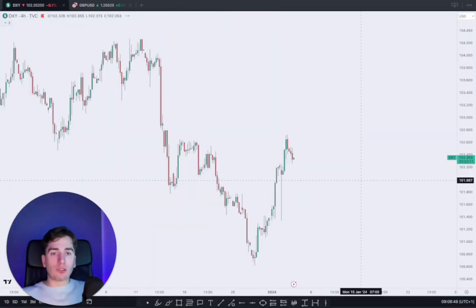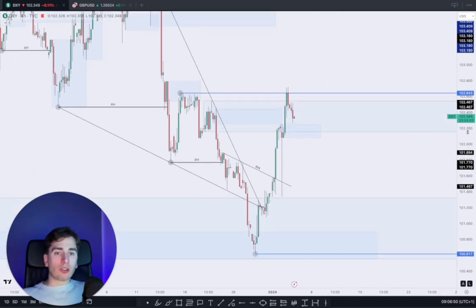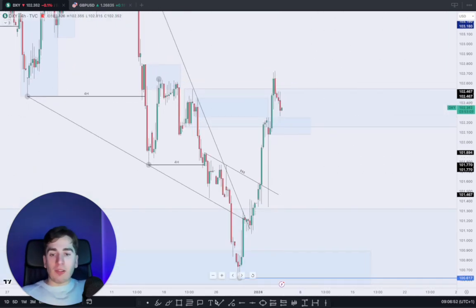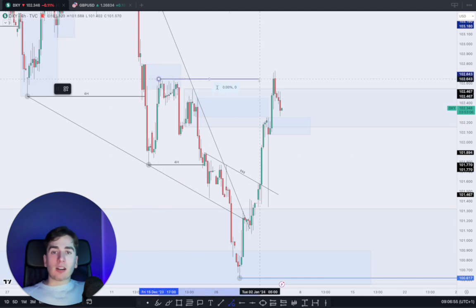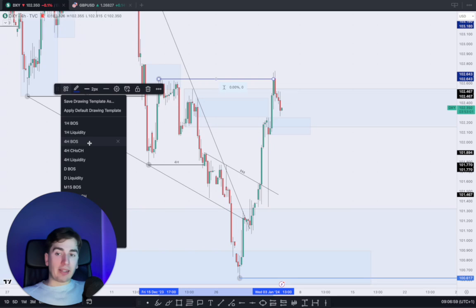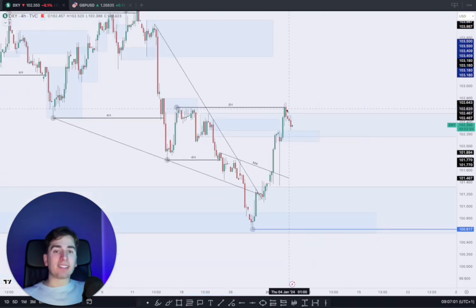Because the dollar index is always used as confluence. So on the dollar index, what we can see is that we've had a 4-hour BOS. The only thing I don't really like about this 4-hour BOS, aka break of structure, is the fact that it's more a liquidity grab than really a break of structure. When we see that break of structure, you want to see more momentum.